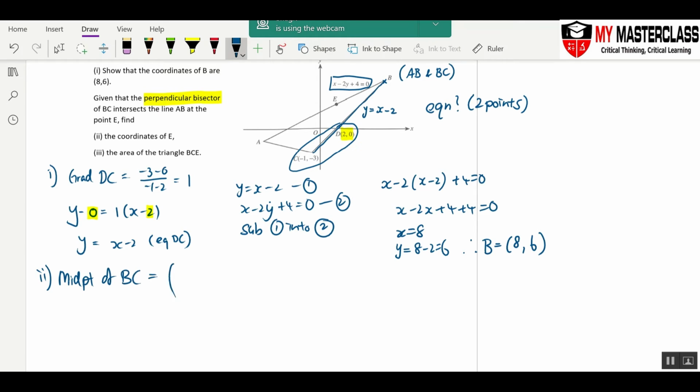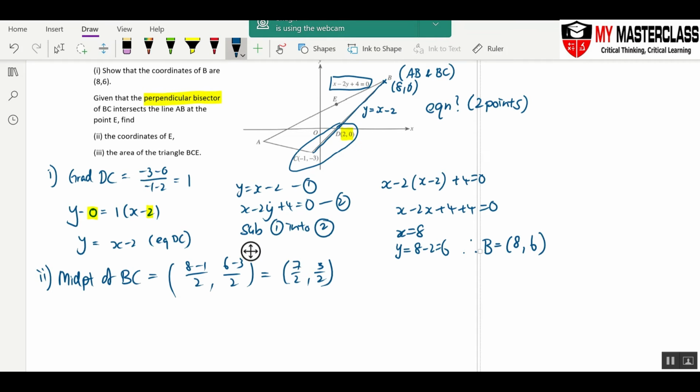Okay, so B is (8, 6), C is (-1, -3). That will be the average: (8 minus 1) over 2, comma, (6 minus 3) over 2. And that would be equal to 7 over 2, comma 3 over 2. Okay, so that's the midpoint of BC.